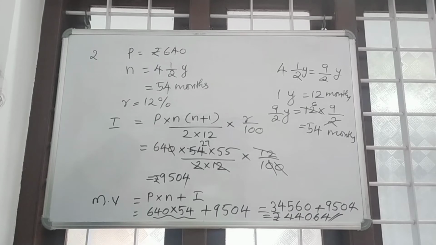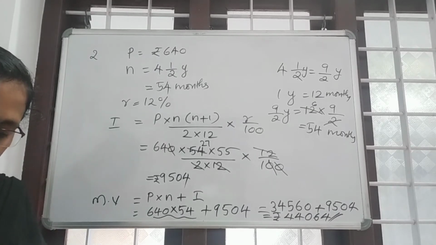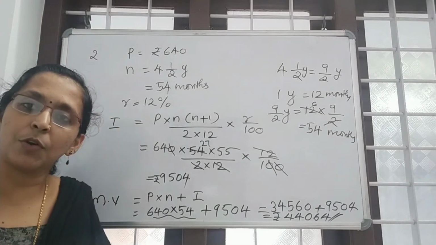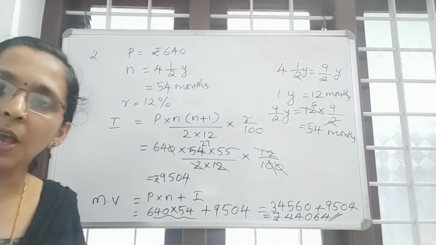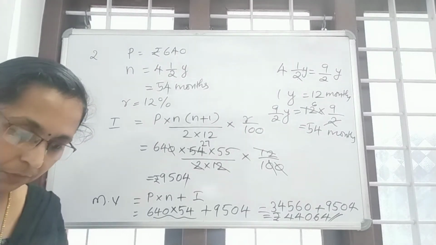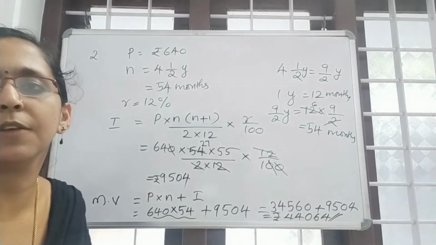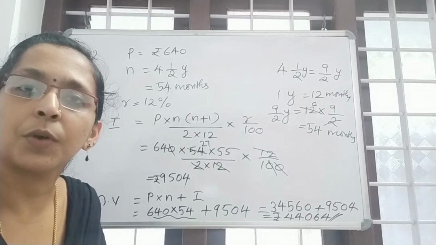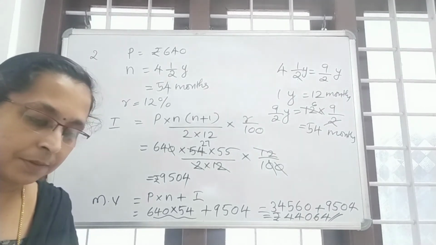Then the third question is the same as this. We want to find the maturity value of two persons, A and B. So find it separately. First we want to find the maturity value of A, and next the maturity value of B. Then compare them and find how much the difference is. So third question, do it.